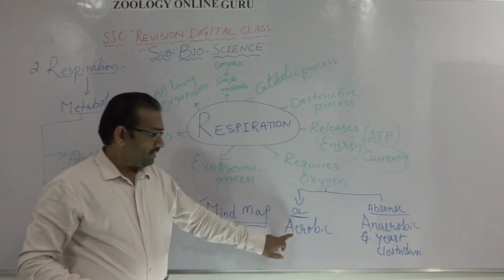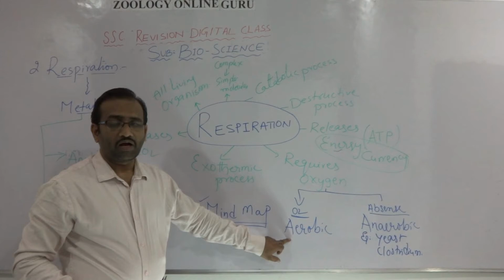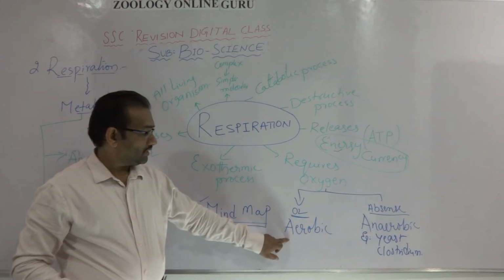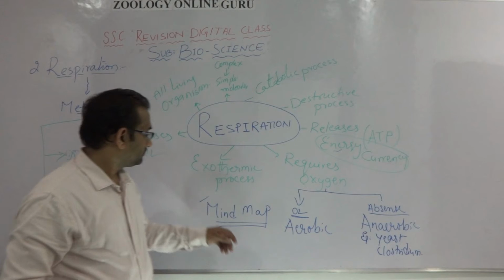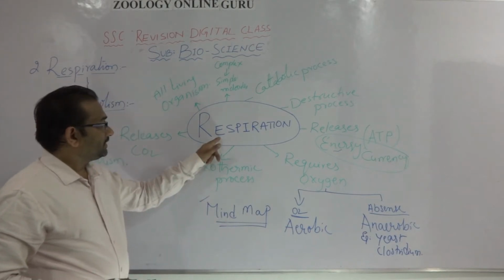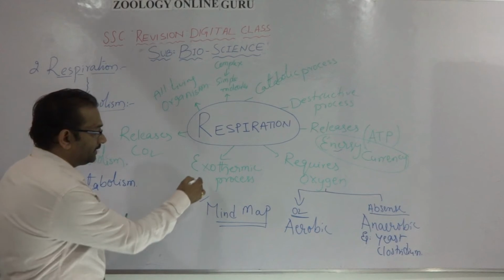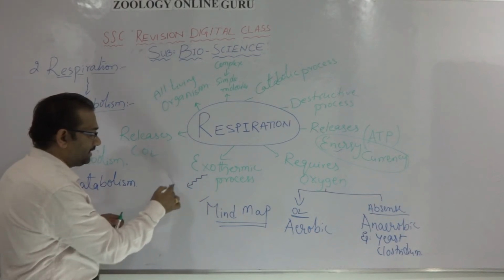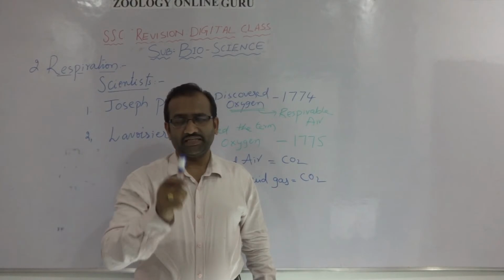Except those, all living organisms like plants and animals, autotrophs and heterotrophs, undergo aerobic respiration. Respiration is an exothermic process, which means it releases heat to the outside.